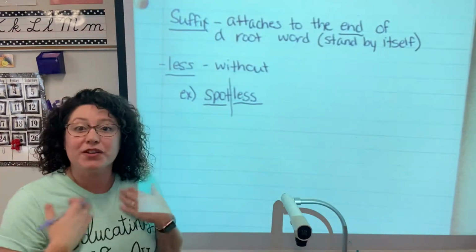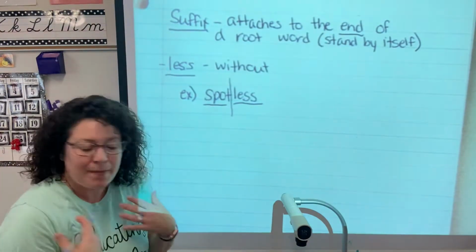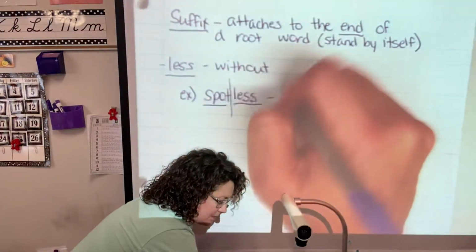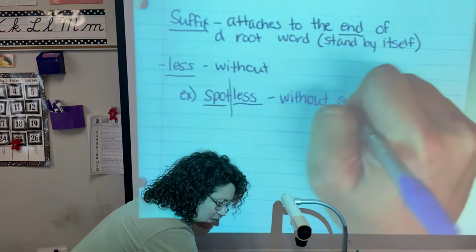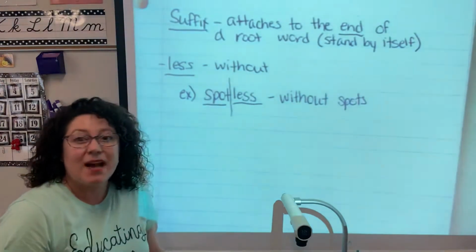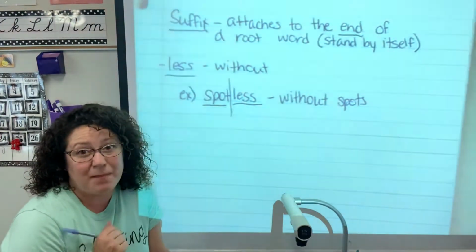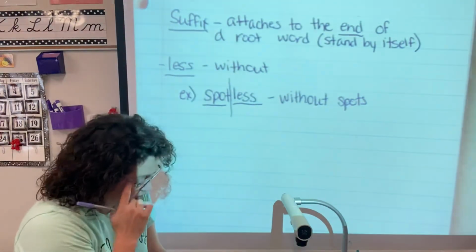For example, my shirt is spotless right now. I didn't spill any of my lunch on it. Without spots. However, my dad, Bennett and Vivi's papa, he always spills his dinner on his shirt. It's hilarious.